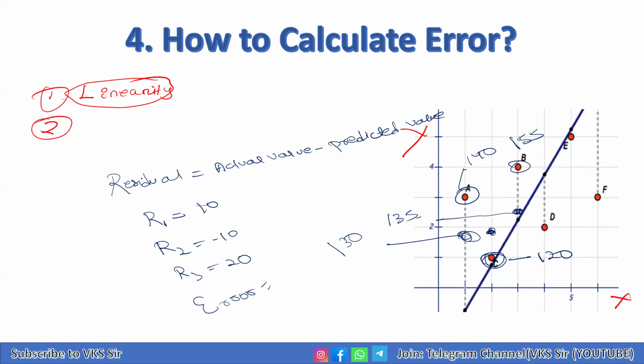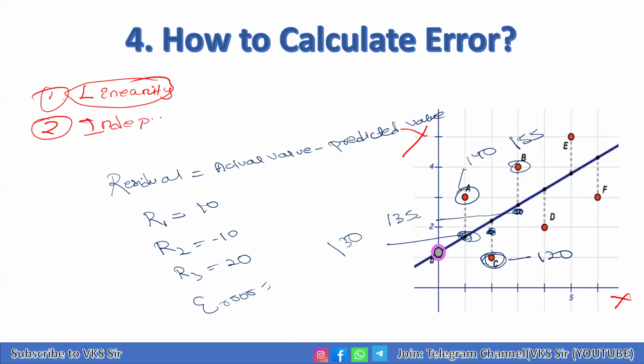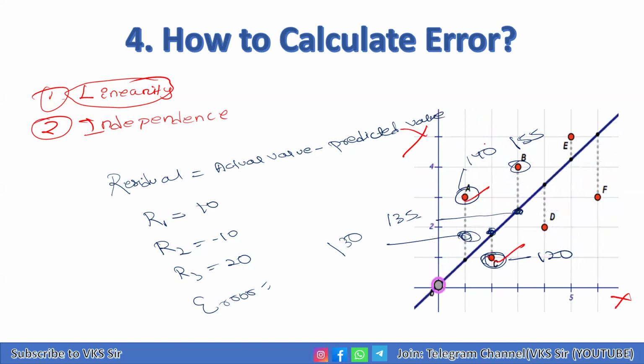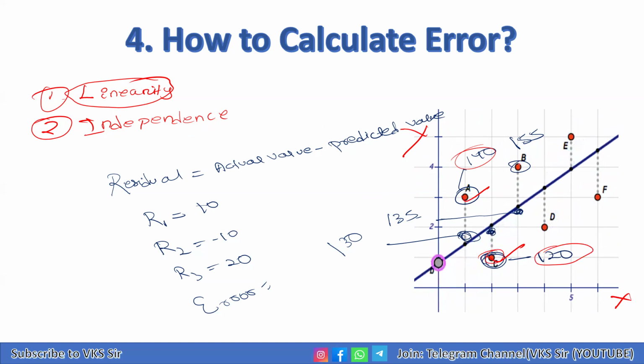Now the second assumption is independence. Here each data point is independent of the others. This data point is one independent value, 140. This data point has another independent value, 120. This data point has another independent value, 155. That's why it is called independence.